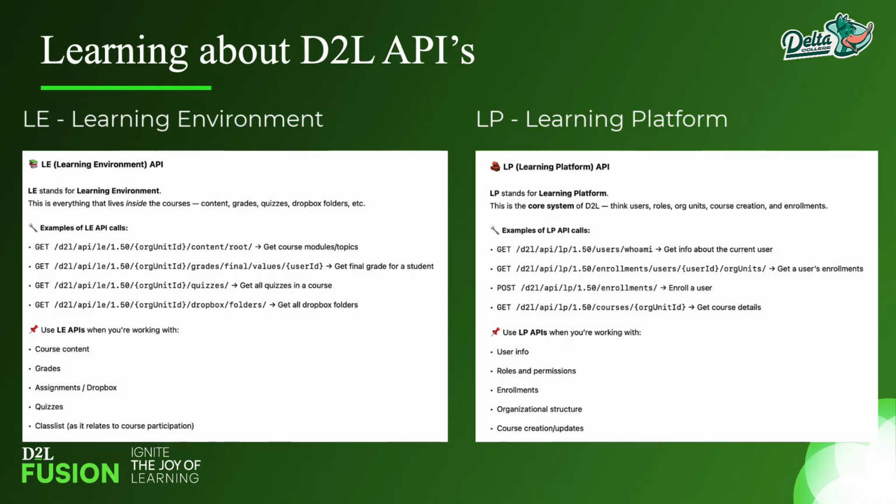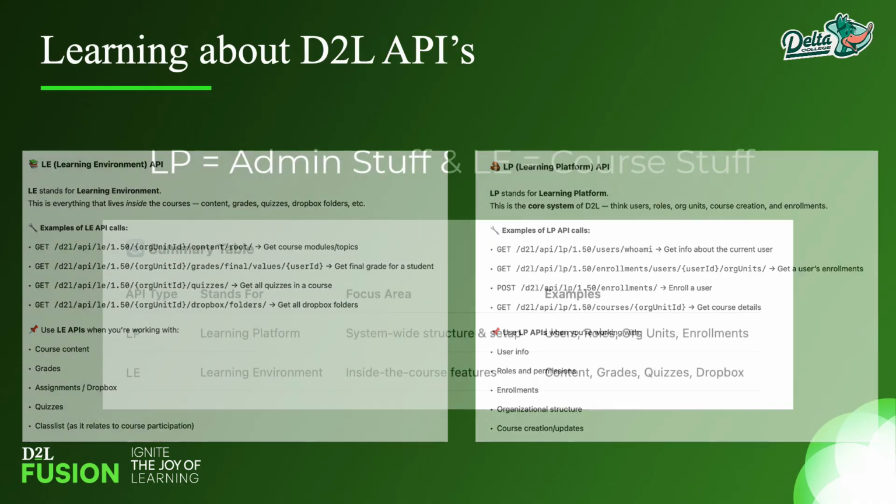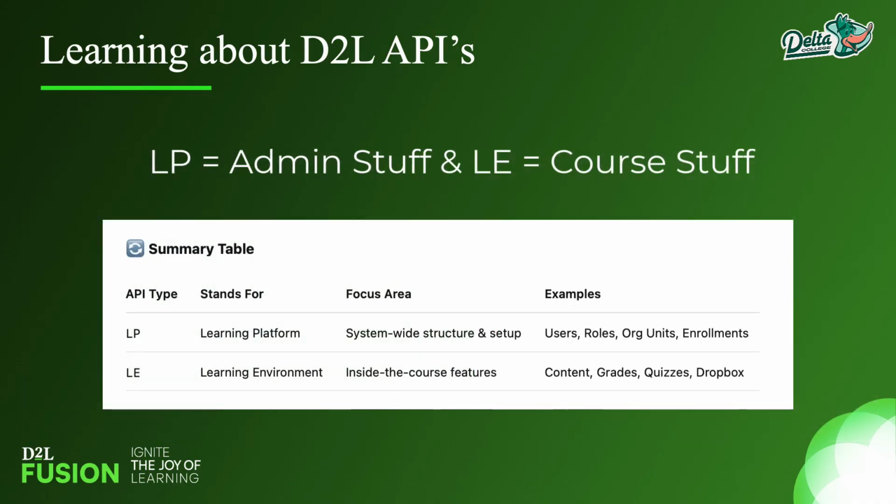Simply, LE stands for Learning Environment. This is everything that lives inside courses: content, grades, quizzes, Dropbox folders, etc. And LP stands for Learning Platform, which handles calls for the core system of D2L, like users, roles, org units, course creation, and enrollments. Think LP equals admin stuff, and LE equals course stuff.